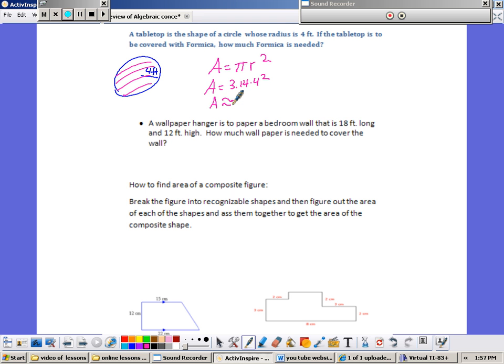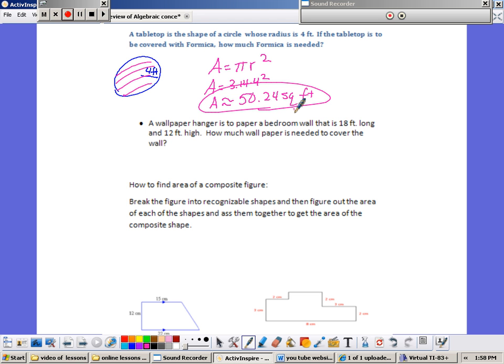The area is approximately. Now put the little squiggly lines in, because as soon as I put 3.14 in, I estimated. And that means that somewhere along the line I've estimated. The area is 50.24 square feet. I know we're doing a circle, so it seems funny to put square feet, but all area is in square.